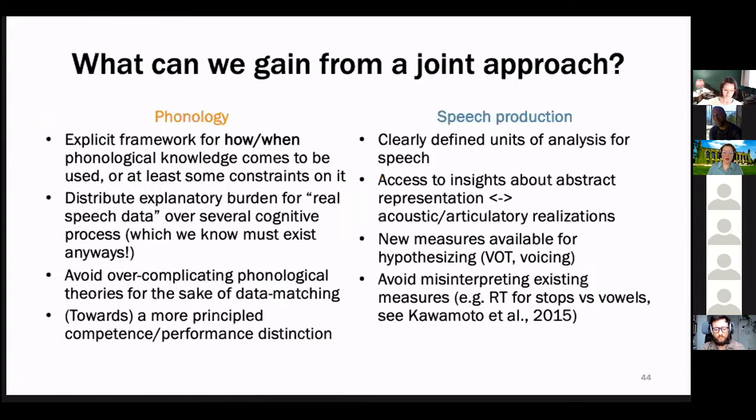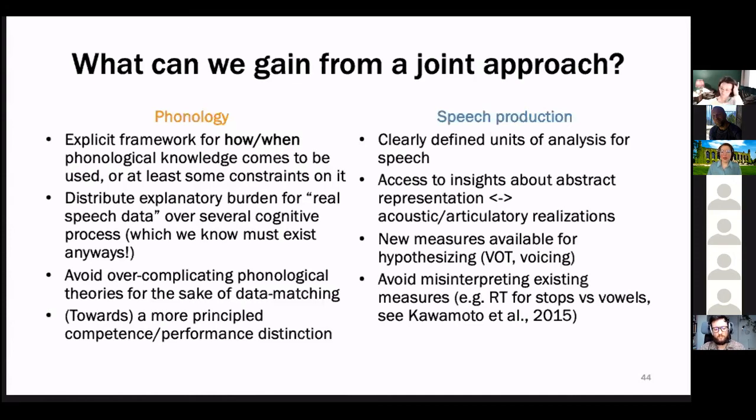So just some closing thoughts about the joint approach itself. If we think about this from the perspective of phonology, what can we gain? We can think about an explicit framework for how and when phonological knowledge comes to be used, or at least some constraints about how phonological knowledge comes to be used. We can also distribute the explanatory burden for quote unquote real speech data over several cognitive processes, which we know must exist anyway, right?